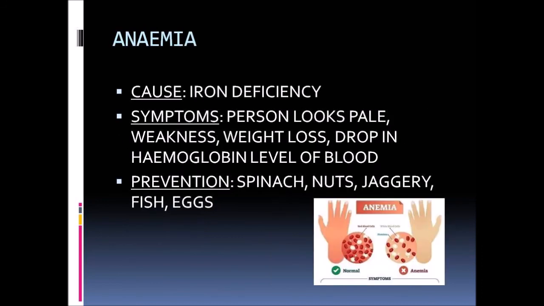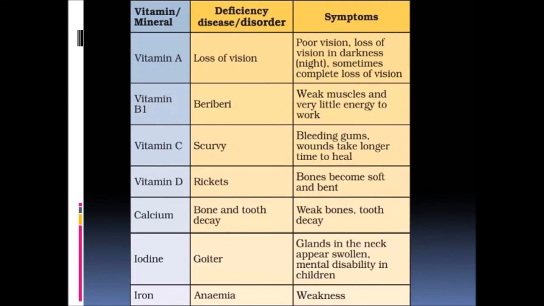The last deficiency disease is anemia that occurs due to deficiency of iron. It results in weight loss, less amount of hemoglobin in blood that makes a person weak and lethargic. Consuming jaggery, spinach, eggs, fish, liver and nuts will help in avoiding the condition. This is a chart of the deficiency diseases that we have discussed so far.